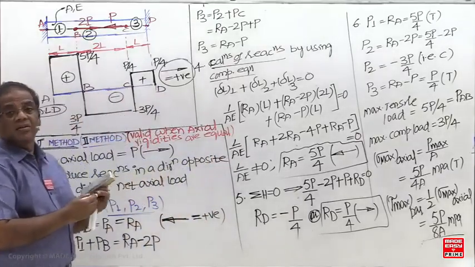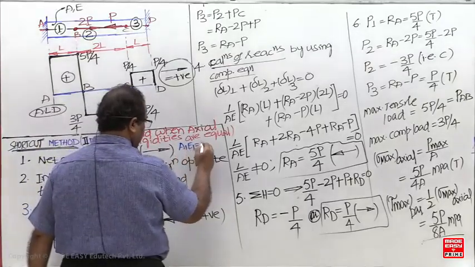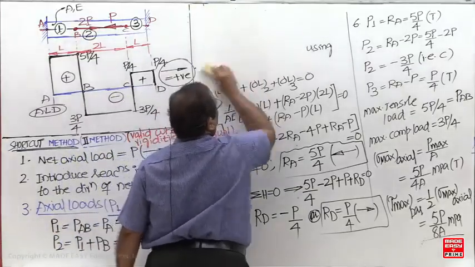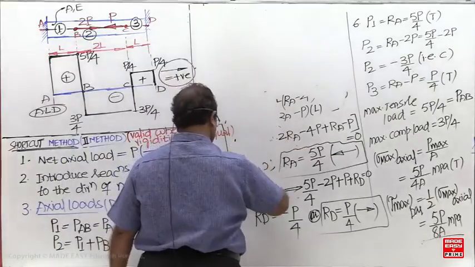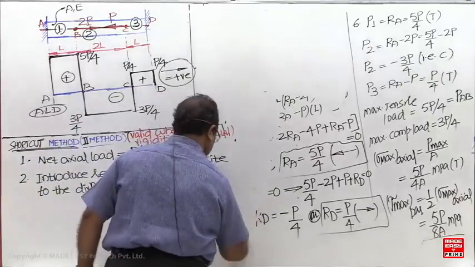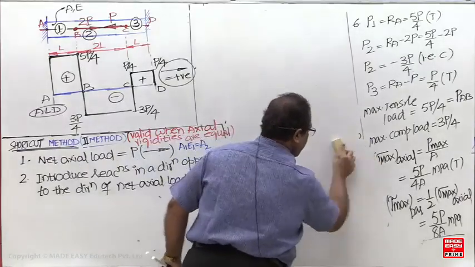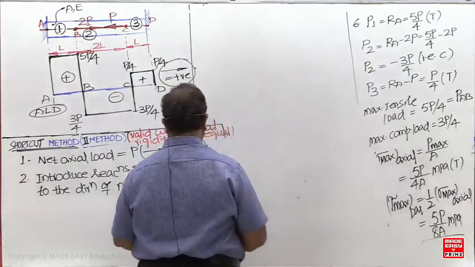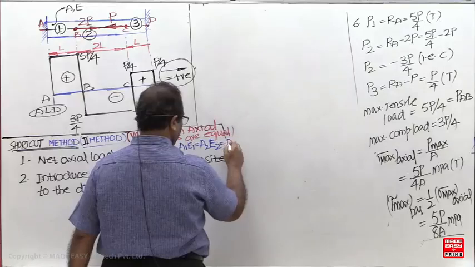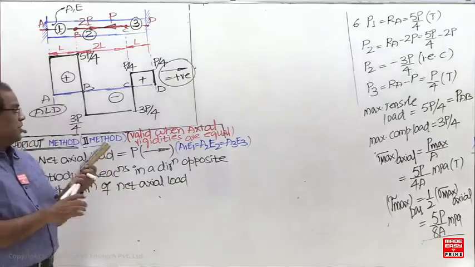If the axial rigidities are unequal, this method is not valid. That is, A1E1 equal to A2E2 equal to A3E3.